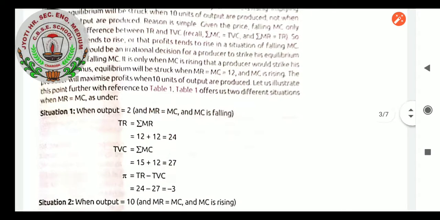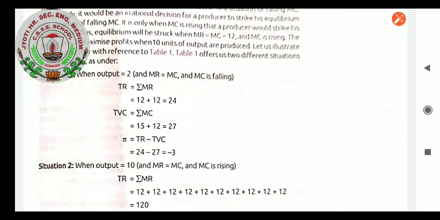These are the formulas we learned in the past classes. Now again, make notes and learn the formulas. These are the small formulas which can help us learn the economics of producer's equilibrium. The profit formula we have learned is total revenue minus total cost. When we take total revenue equals the sum of MR up to the second unit, that was 12 plus 12. First unit MR was 12, second unit MR was 12. 12 plus 12, how much? 24.